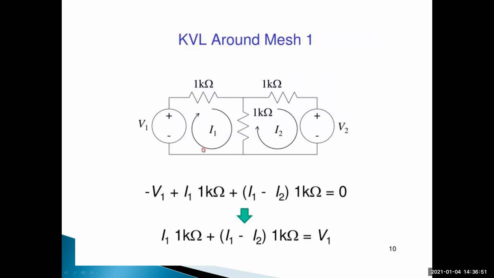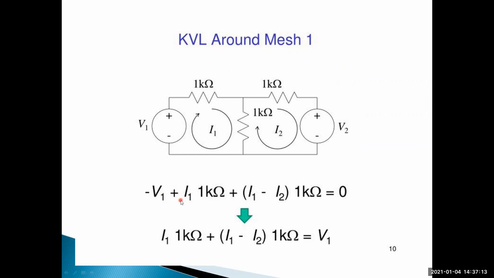Okay, then apply the loop equations, KVL around this loop and around this loop. Try to consider here. In this, first we have to start at the source terminal. So first entering minus. Entering minus. That's why minus V1.